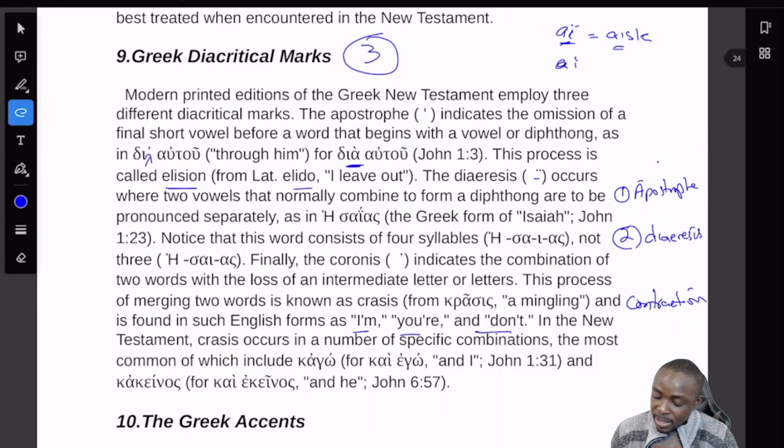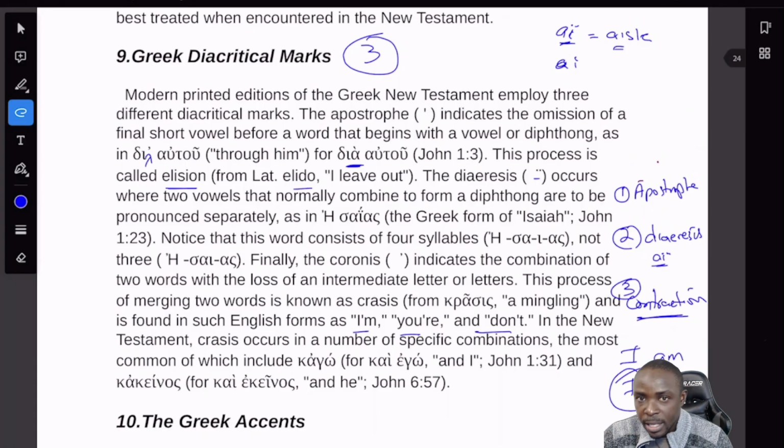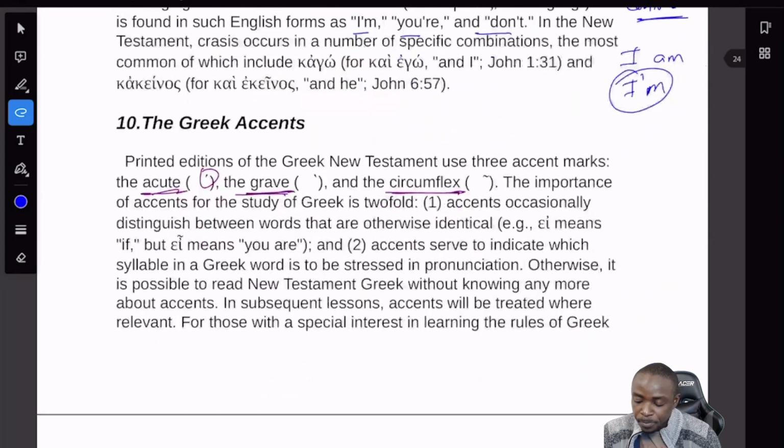diaeresis. This is diaeresis, and that just separates diphthongs. It puts 2 dots over the second vowel of a diphthong. That tells you to isolate the pronunciation of those 2 vowels. And then the last one is contraction. I just call it contraction because you have I am, and then you put an apostrophe. You contract 2 words together. So these are the 3 diacritical marks that you're going to encounter in Greek. All right, let's run on.